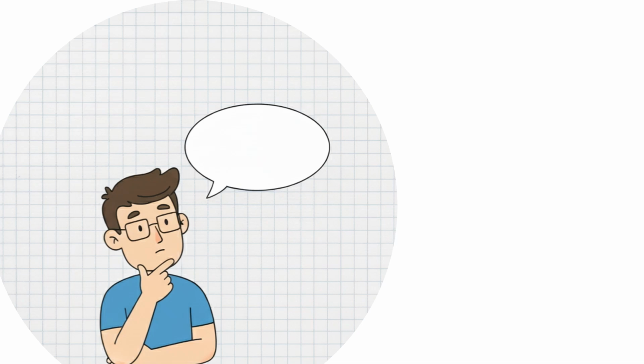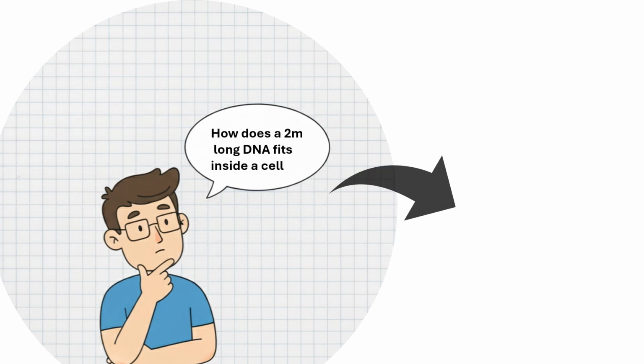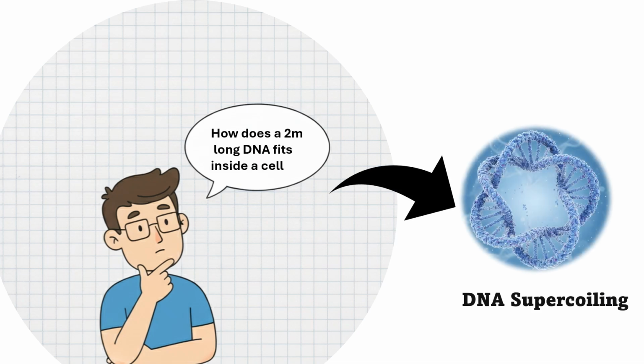Okay, get ready for a mind-blowing fact. If you took the DNA from just one of your cells, one single cell, and stretched it all the way out, it would be about 2 meters long. So how on earth do you fit a 2-meter string inside a microscopic nucleus? The answer is supercoiling. The cell just twists and coils the DNA on top of itself, packing it into an unbelievably tiny space.